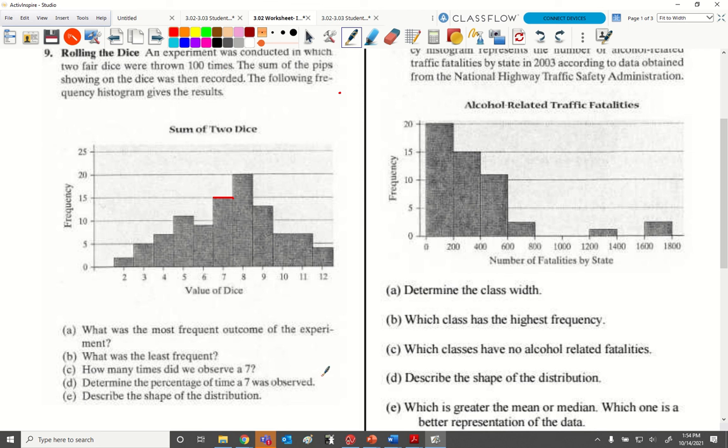What is the most frequent outcome? Jahir, what is the most frequent outcome of the experiment? Yep, it is 8 because that happened the most times. That's the most frequent.